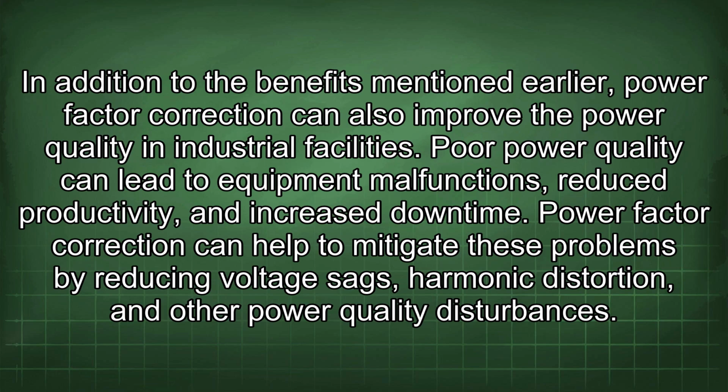In addition to the benefits mentioned earlier, power factor correction can also improve the power quality in industrial facilities. Poor power quality can lead to equipment malfunctions, reduced productivity, and increased downtime. Power factor correction can help to mitigate these problems by reducing voltage sags, harmonic distortion, and other power quality disturbances.